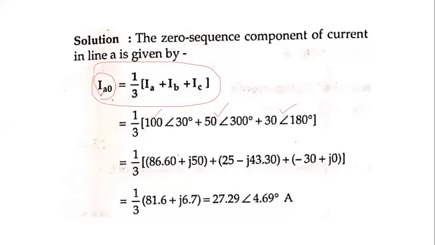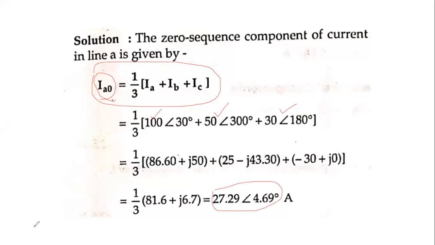This is the zero sequence current at the A phase. By calculating these values, we obtain IA naught equal to 27.29 at an angle of 4.69 degrees. This is the zero sequence current at A phase.